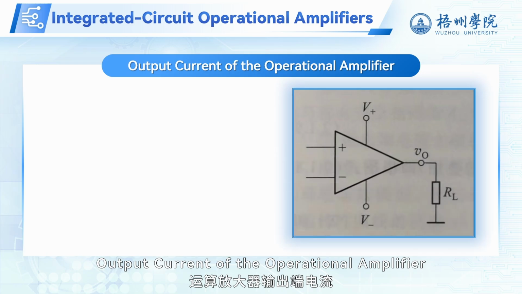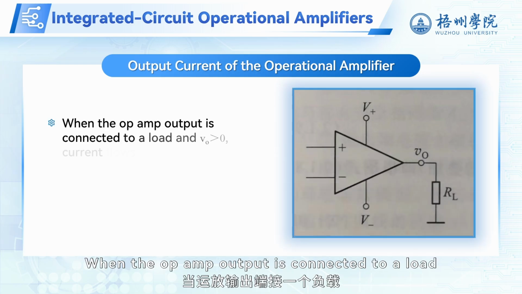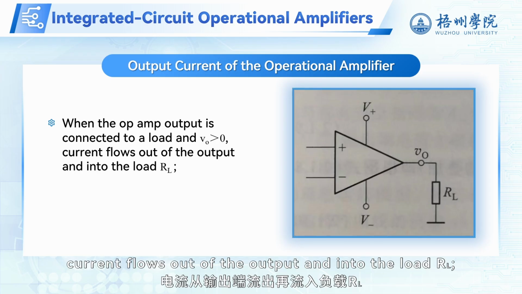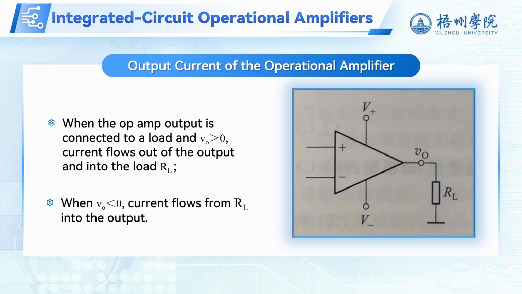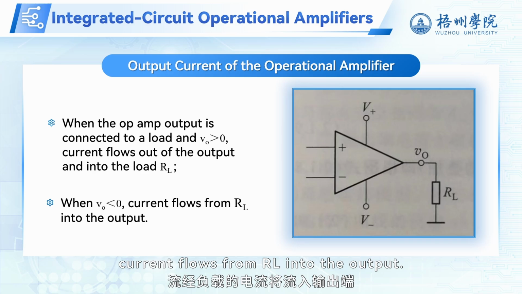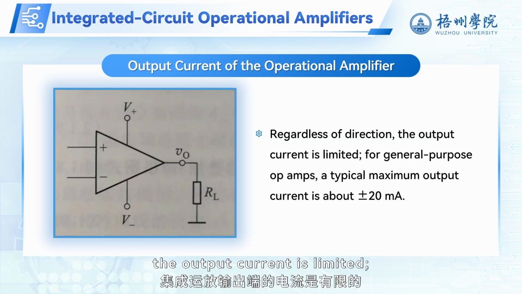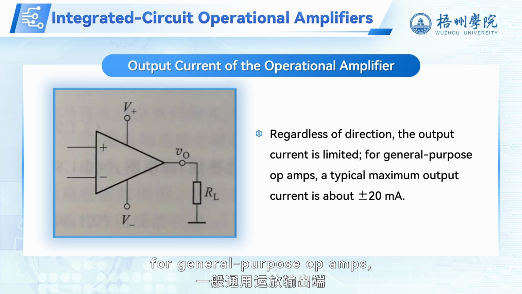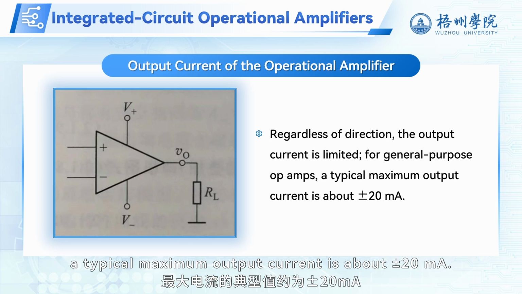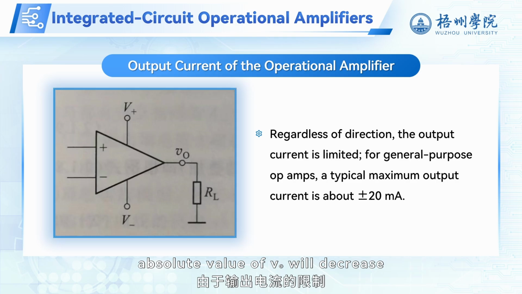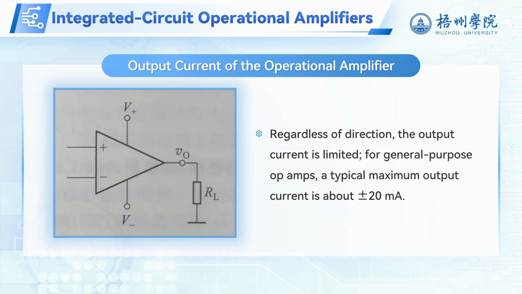Output current of the operational amplifier. When the op-amp output is connected to a load and V_O is greater than 0, current flows out of the output and into the load R_L. When V_O is less than 0, current flows from R_L into the output. Regardless of direction, the output current is limited. For general-purpose op-amps, a typical maximum output current is about plus or minus 20 milliamperes. If R_L is too small, the absolute value of V_O will decrease due to the current limit.